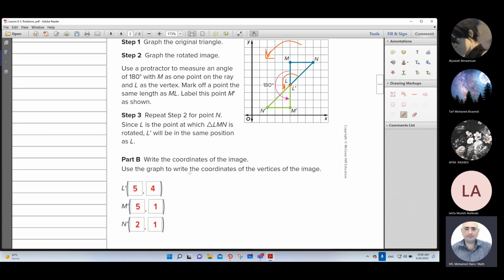So as you see here, L prime will be here, 5 in the X and 4 in the Y. M prime will be 5, 1. And N prime will be 2, 1.